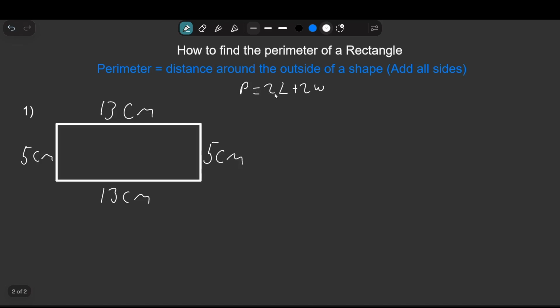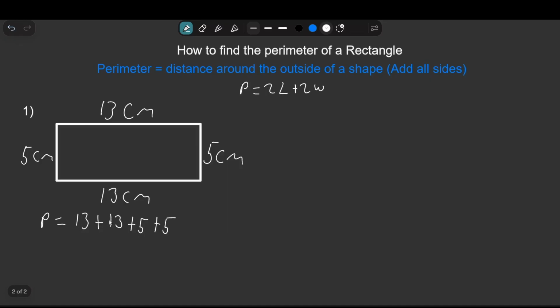Perimeter equals 2 times the length of the side plus 2 times the width. So 2 times 13 and 2 times 5. Or we can do this easier way, which is just perimeter equals 13 plus 13 plus 5 plus 5. I do want to add that the order in which you add them doesn't matter, because you will always get the same outcome. Okay, so let's start adding them.